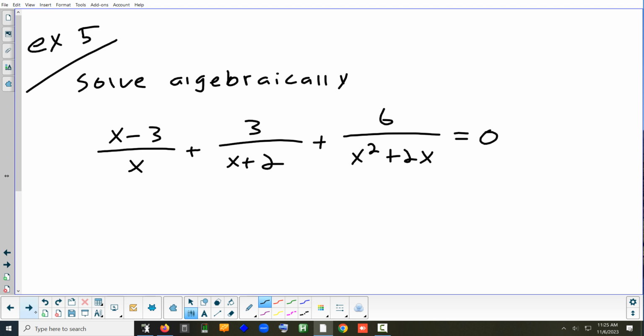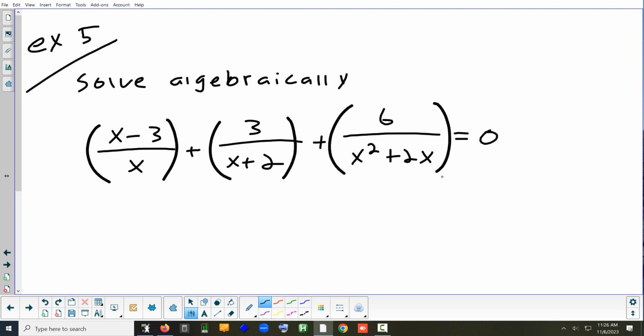Let's try this one. A little bit different, but still the same idea. They've already put everything on one side for us, so it's already equal to 0. We just have to decide what to multiply everything by. First, is this last denominator the product of the two that came before? Yes, it is. So that's good. That's what we want. And what could we multiply everything by to cancel all denominators? X plus 2.